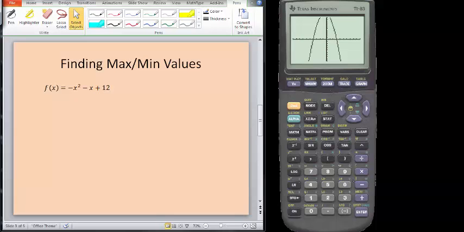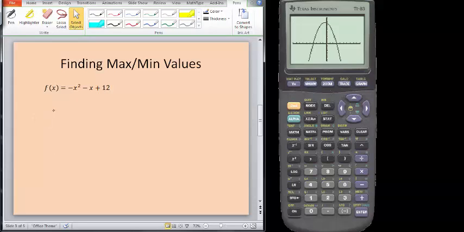And if at any point I'm going too fast, just pause or rewind. Now I zoomed 6 and I got the 10 by 10 by 10 window there, and I need to go higher. So I'm going to go back to my window and I'm going to make my y values higher. So maybe I'll go up to 15. And I'll press graph again. And now I can see the vertex.